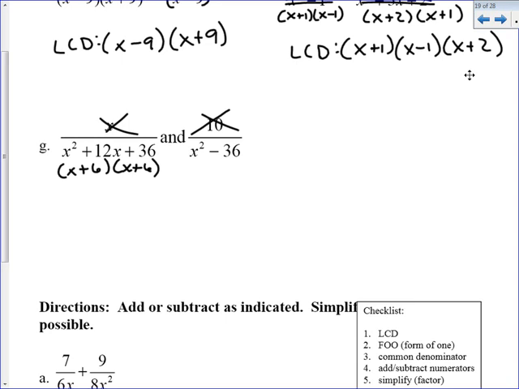How about x squared minus 36? X plus 6, x minus 6, difference of 2 perfect squares. So now we've got to go to our LCD and decide how many times I need each factor. So my first factor is x plus 6.